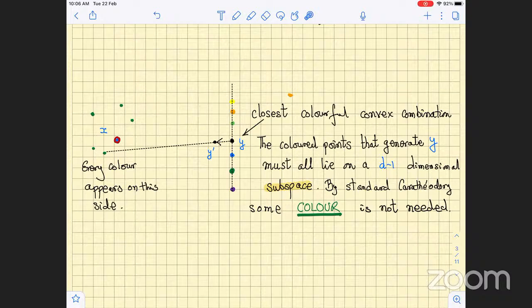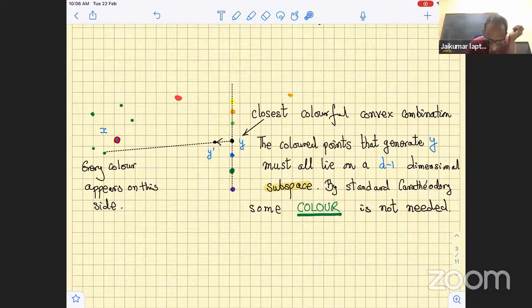Sorry, could you repeat why no color can be to the left of the hyperplane? Why one of the generating points can't be to the left of this hyperplane? On this side, that is right. Yes, we are both thinking of left in the same way. Okay, this side. So suppose this orange point was not here, but was on this side.